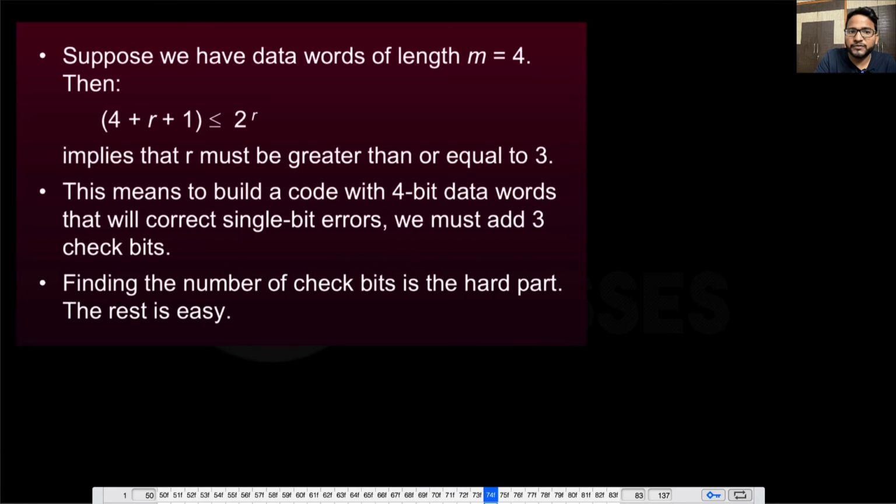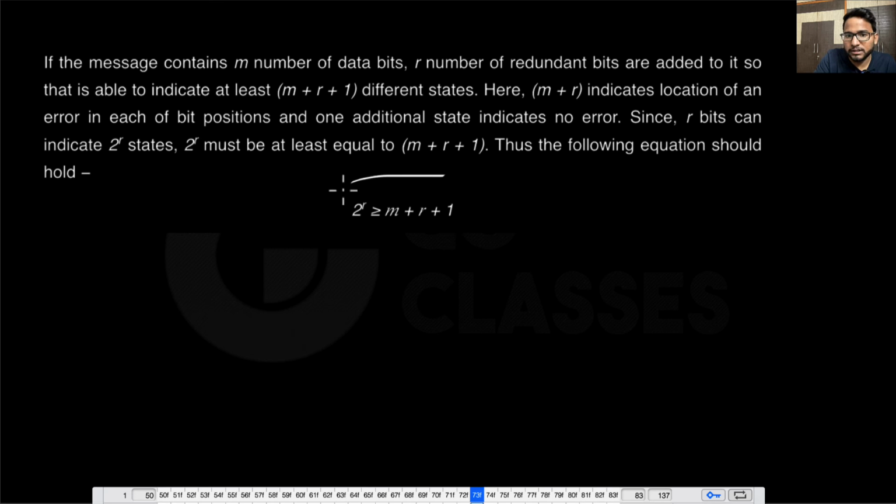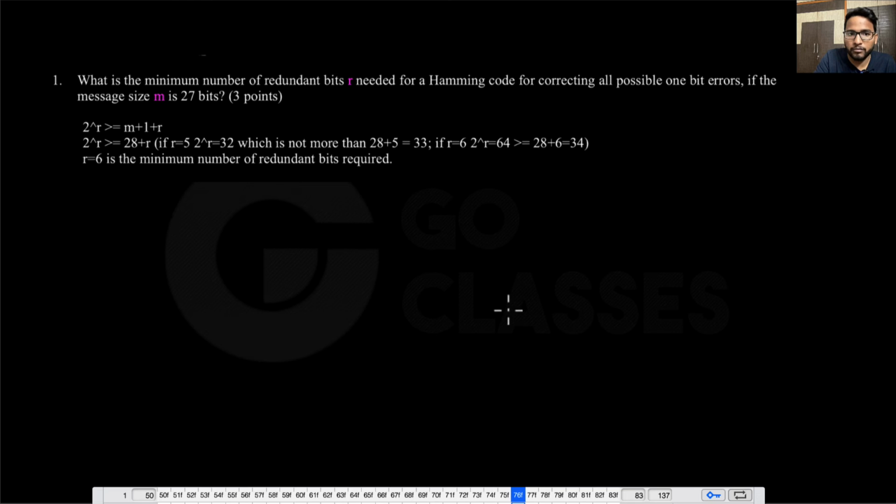Now see, this formula is extremely useful: 2 power r is greater than or equal to m plus r plus 1. Now let's see a few more questions using the same formula. Okay, so let's see this question. What they are saying: what is the minimum number of redundant bits required for the Hamming code for correcting all possible 1 bit of error if the message is of 27 bits?